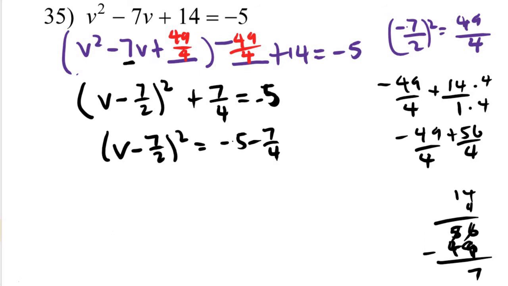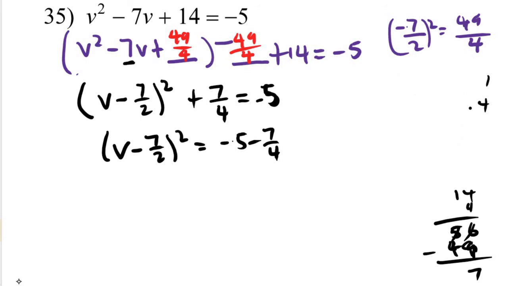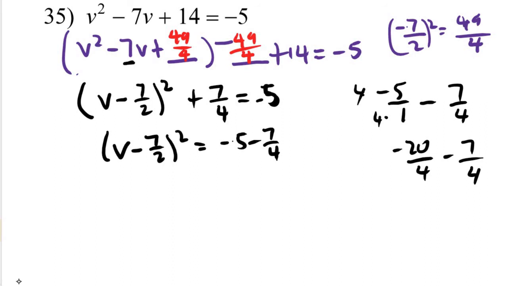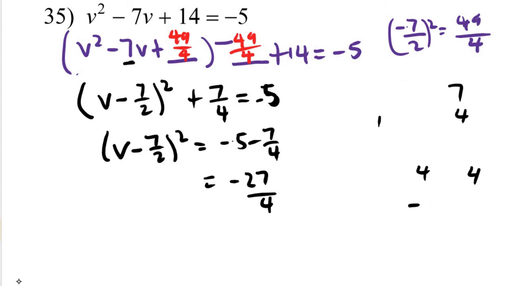All right, so we're going to add that together. Let's erase here and add them together. So here we have negative 5 over 1 and 7 over 4, multiplied by 4. So negative 20 over 4 minus 7 over 4. So you're going to get negative 27 over 4. So now we're going to have the right side as negative 27 over 4. Okay, this is pretty interesting what it's turning out to be.